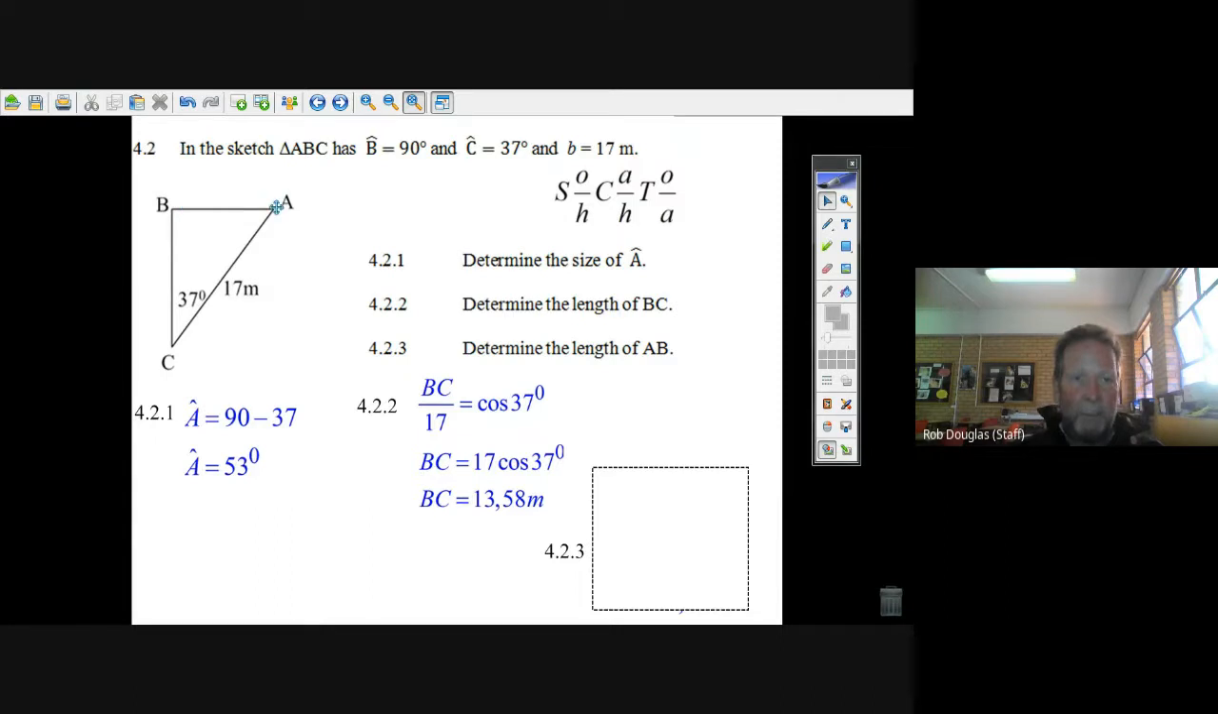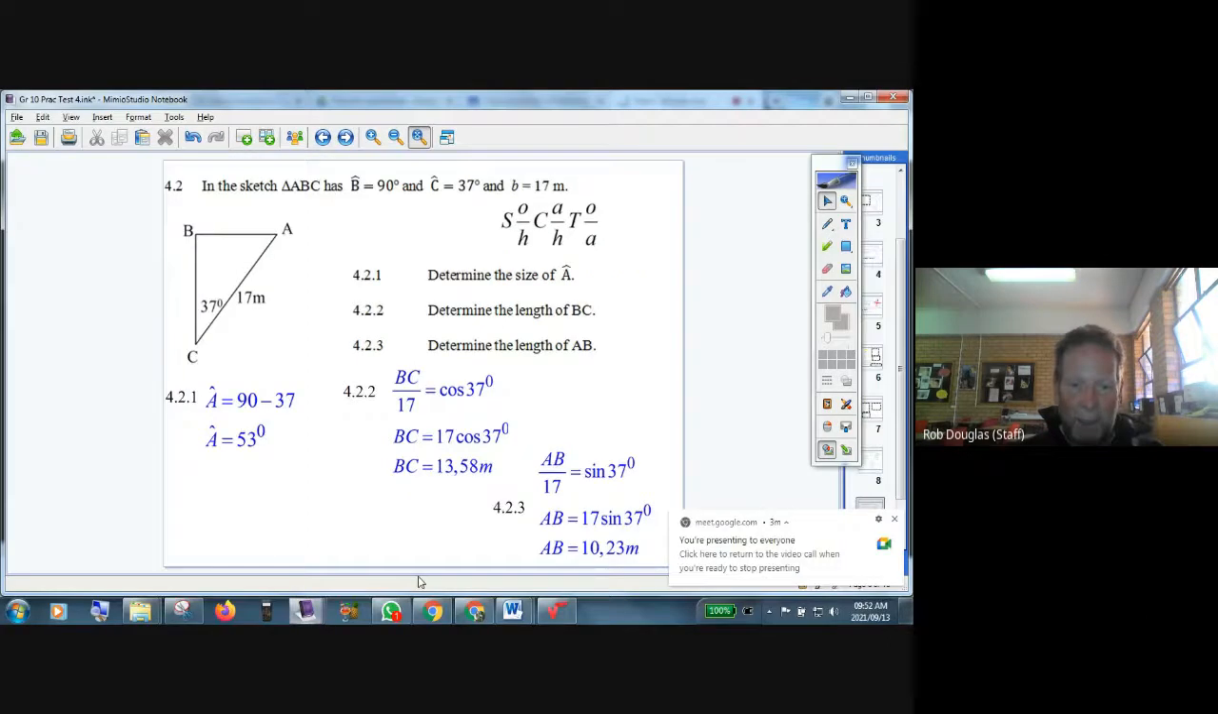The same technique for finding AB. But AB is an opposite side. We know the hypotenuse. Opposite over hypotenuse is sine. So therefore, the sine of 37 degrees is AB over 17. Multiplying by 17, we get that AB is 17 times the sine of 37. And our calculator tells us that's 10.23 meters. Okay, one more video, one more question in this practice test to go.